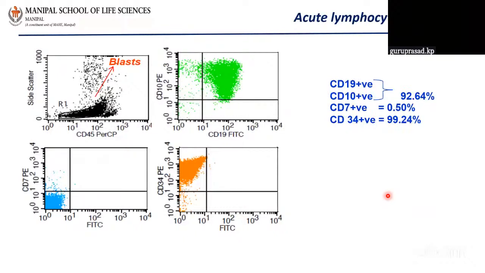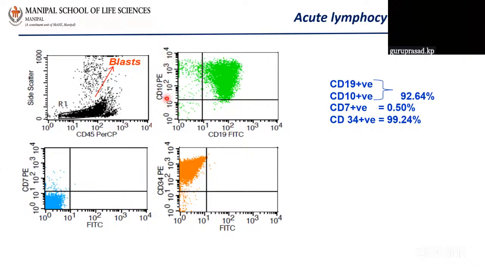For example, please look at this diagram. Here they are gating on blast cells, the cancerous cells. They want to see which markers are expressed in these cells. They are identifying the presence of CD19 and CD10. Look at these: almost all of these cells are positive for both CD19 and CD10. CD19 is a B cell marker.